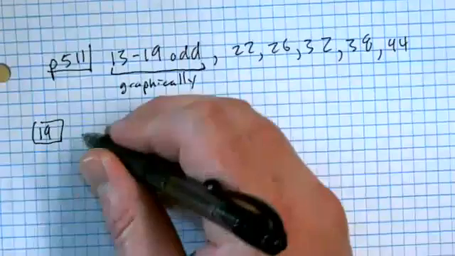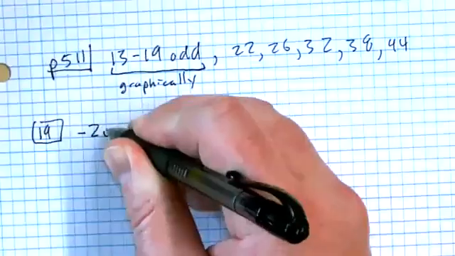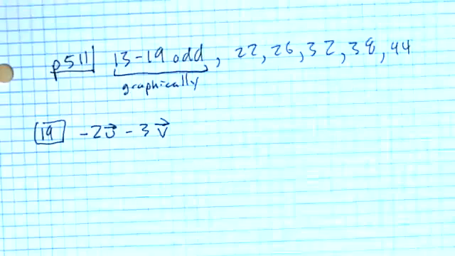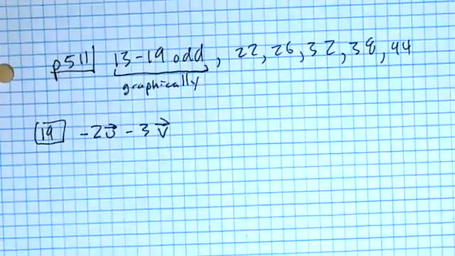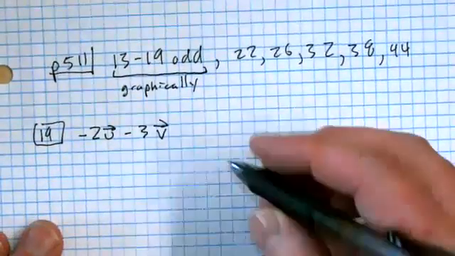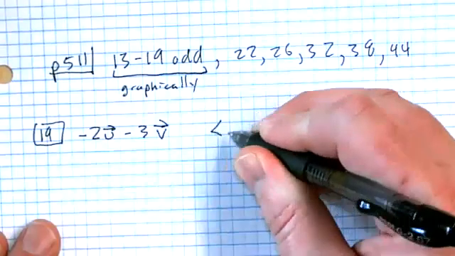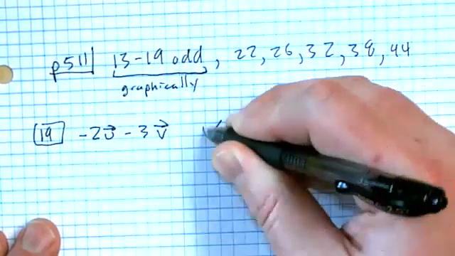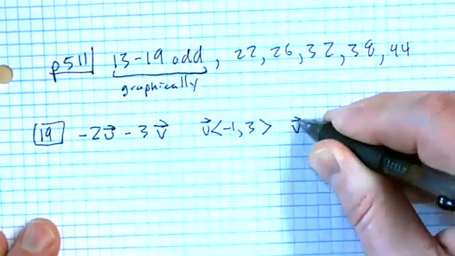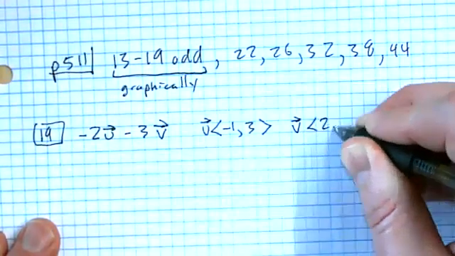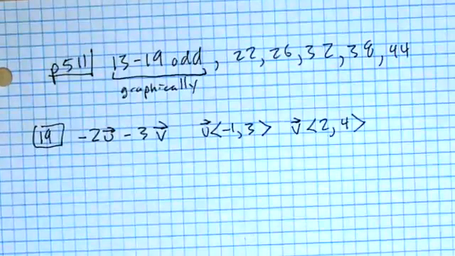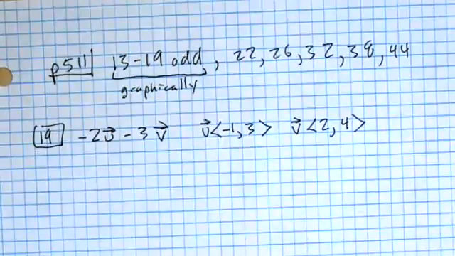19 asks us to do negative 2u minus 3v. So you've already done this. They gave you u and v. For those who don't have your books on you, I'll go ahead and write them in here. u and v were negative 1, 3, and that's u. And v was 2, 4. Again, you've already done this problem, but I want you to do it graphically.